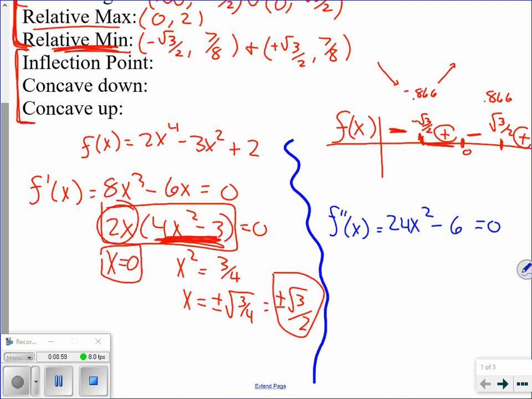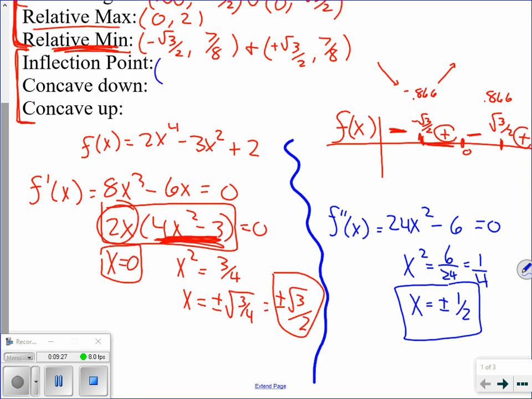So if I solve that, it's not too bad. We get x squared equals 6 divided by 24, or 1/4. And I can take the square root of that. And I get plus or minus, well, the square root of 1/4 is 1/2. So plus or minus 1/2. Now, this right here is an inflection point. Okay, those are my inflection points. So inflection points occur at positive 1/2 and negative 1/2. And we'll get those y values here in a second.